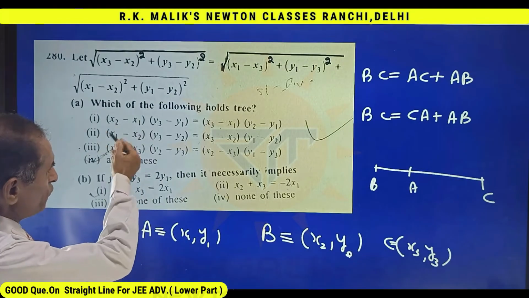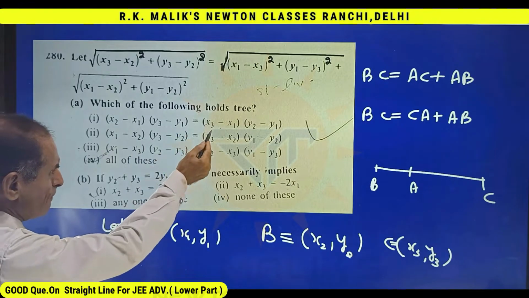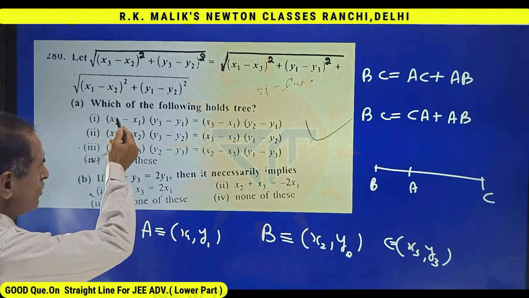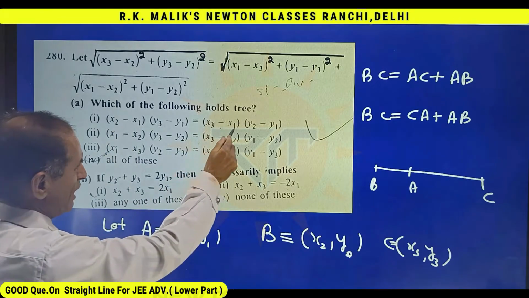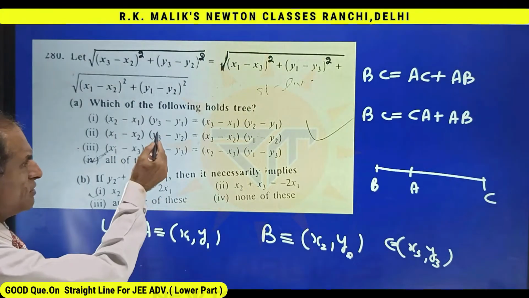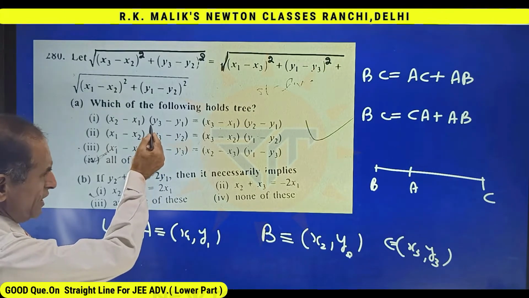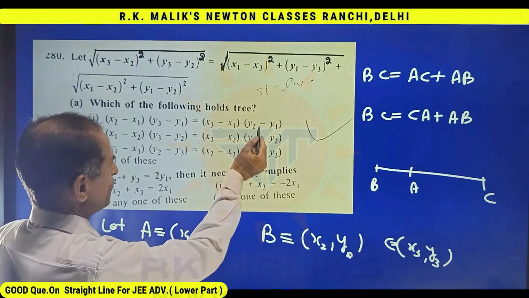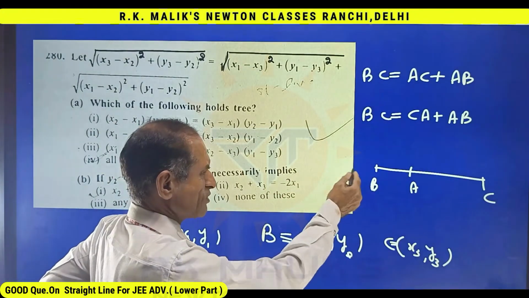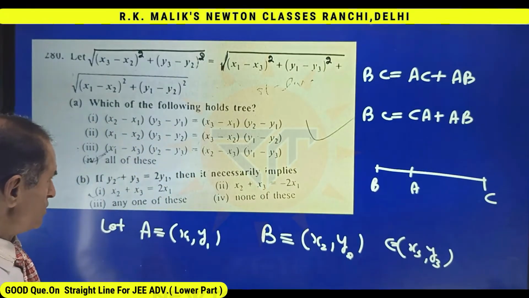And see the first choice. First choice can be written as (y3 − y1)/(x3 − x1), and if I take (x2 − x1) on the right hand side, I get (y2 − y1)/(x2 − x1). That is, left hand side will become slope of AC and right hand side will become slope of AB. And because slope of AC and slope of AB are equal, hence I can say first is a correct choice.